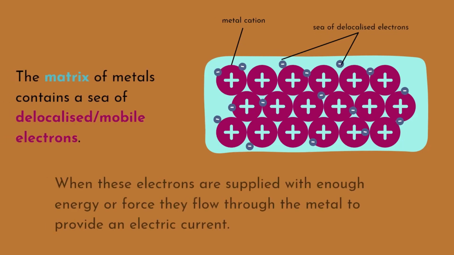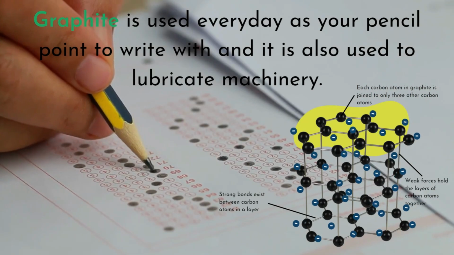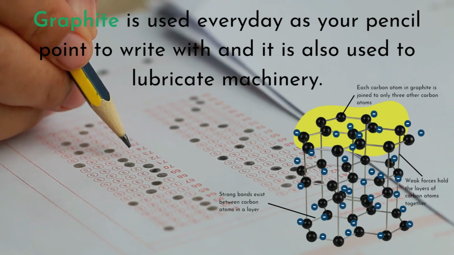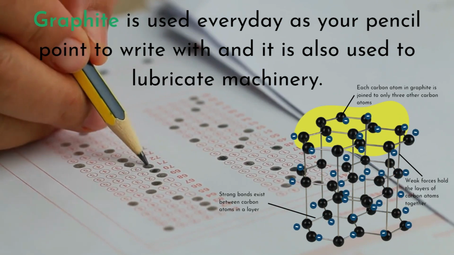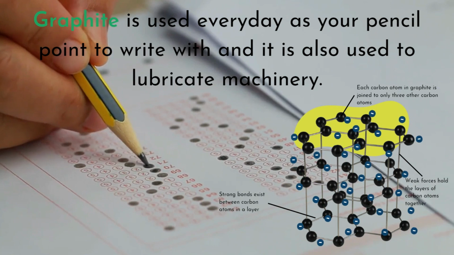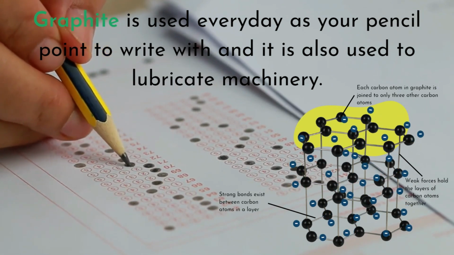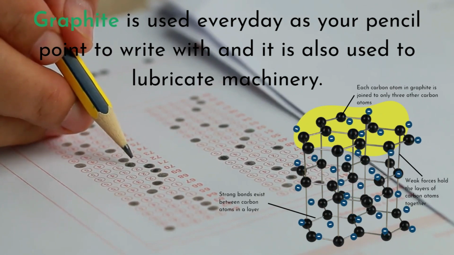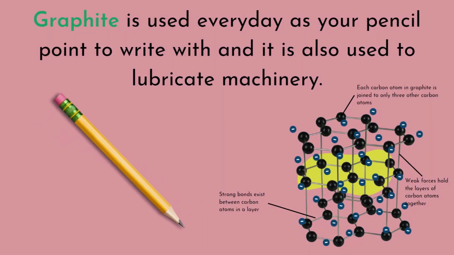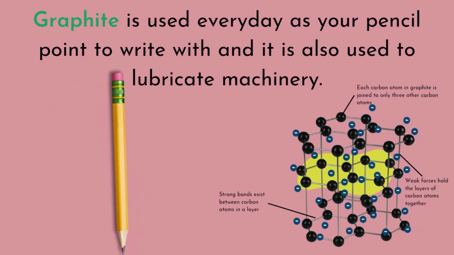The matrix of metals contains a sea of delocalized mobile electrons. When these electrons are supplied with enough energy or force, they flow through the metal to provide an electric current. Graphite is used every day as your pencil point to write with, and it is also used to lubricate machinery. Each carbon atom in graphite is joined to only 3 other carbon atoms. Weak forces hold the layers of the carbon atoms together.